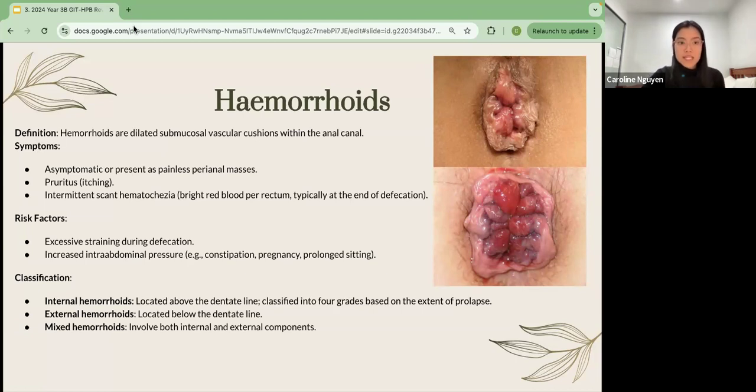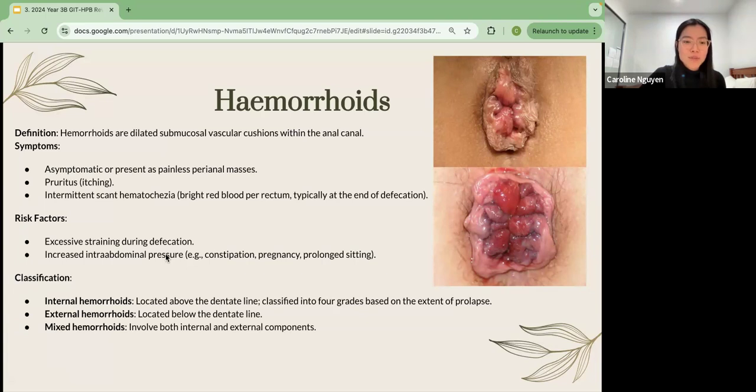So symptoms: it's asymptomatic or can present as a painless perianal mass. It can be really itchy, and sometimes you can have hematochezia because of the friction from defecation. Risk factors include excessive straining as well as increased abdominal pressure. It's also for people who spend a lot of time sitting. You might get a question like a year 12 student who's studying a lot and gets hemorrhoids.